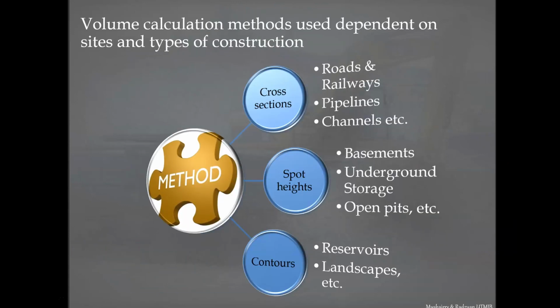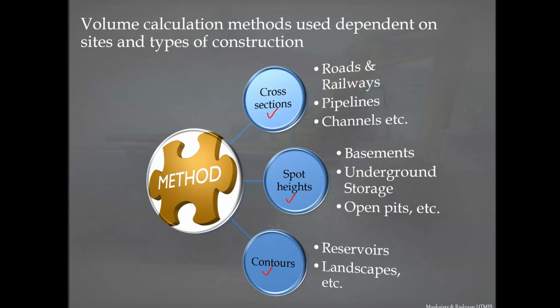Okay, excuse me. The volume calculation methods that we can use depend on the type and the nature of the construction. In general, there are three approaches. We could use cross sections, spot heights, or contours. So which one is suitable for what purpose?